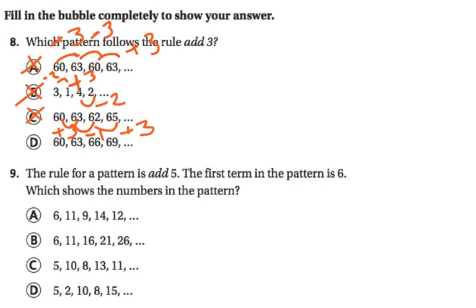So now I'm down to the last one. To get from 60 to 63, I added 3. 63 to 66, I added 3. 66 to 69, I added 3. Therefore, answer choice D is the only one of those options that follows the rule of add 3.